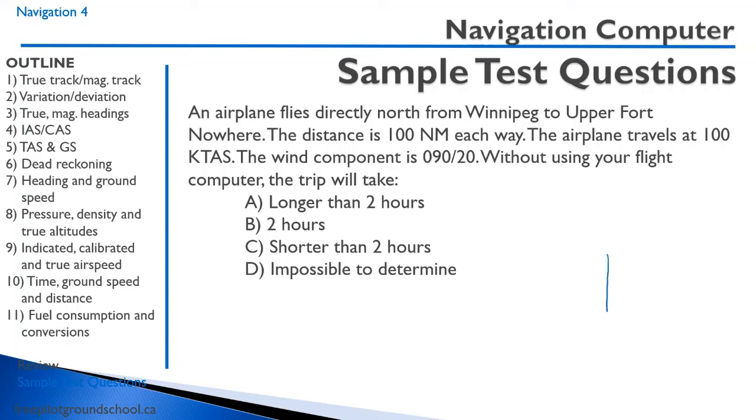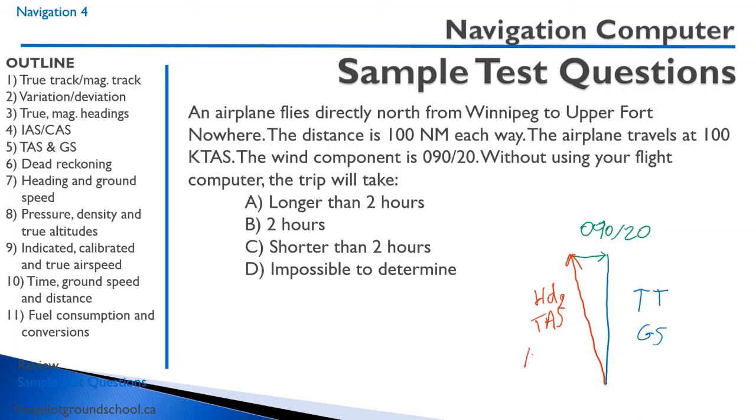So I'm going to draw this triangle of velocities, okay? So remember, this is our true track, and our ground speed over here, right? Then we have our wind right here, our wind 090 at 20. And then I'll just make this one in red. This is our heading and our true airspeed. So our true airspeed is 100 knots true airspeed, right?